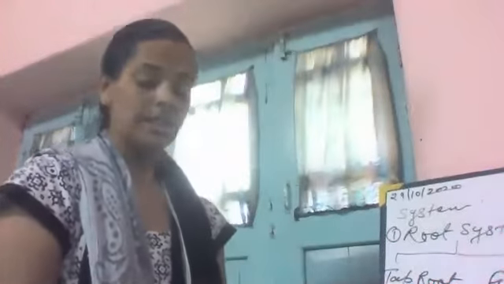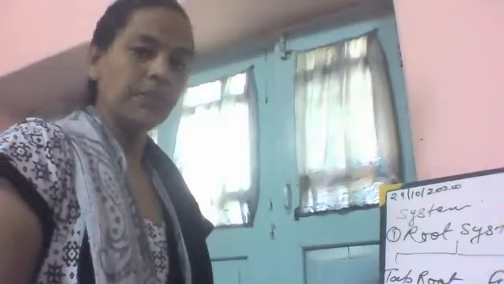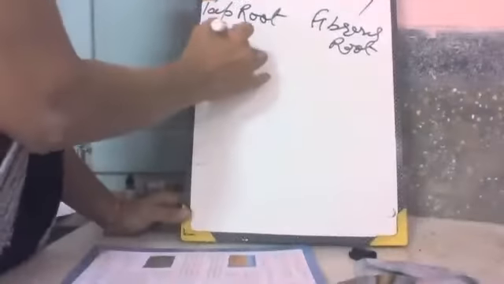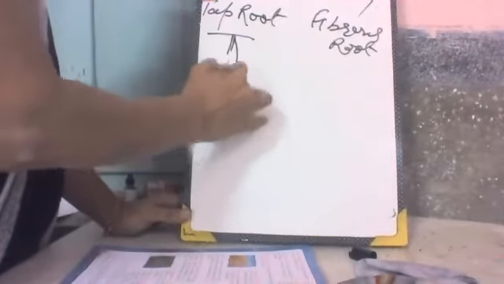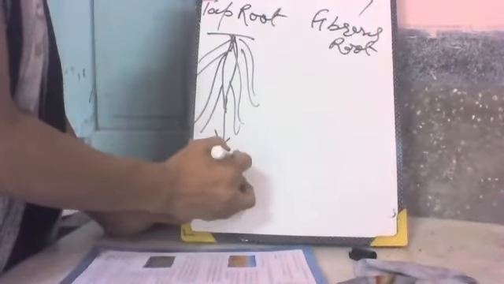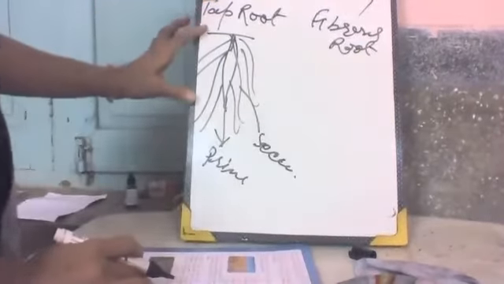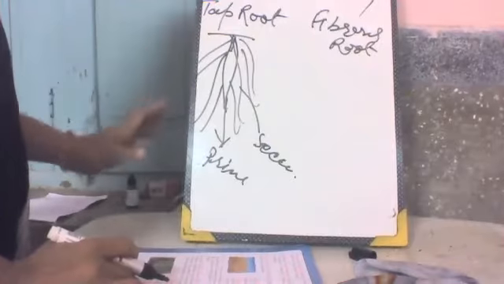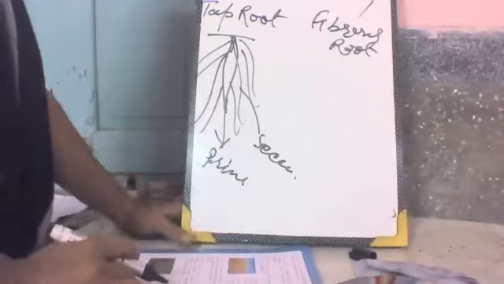One more thing, kindly learn all the definitions with their examples. Tap root is made up of a primary and secondary root. That's a primary root, and from this many roots arise from here. So it's a primary root and these are the secondary roots. This type of root is known as tap root. The examples of this root are gram and pea plant having the tap root.